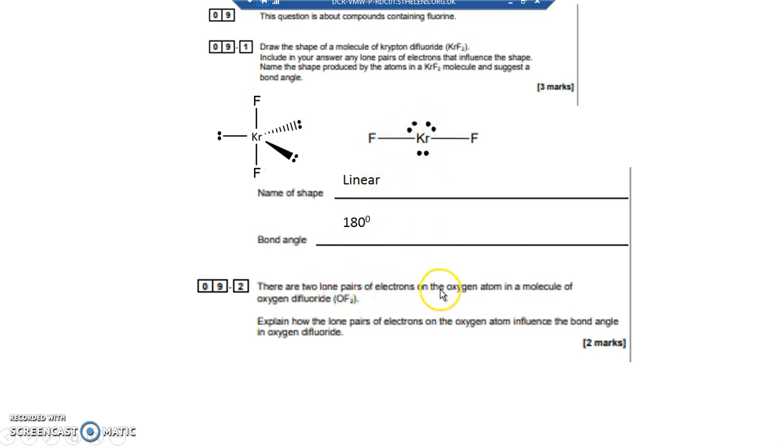There are 2 lone pairs of electrons on the oxygen atom of a molecule of oxygen difluoride. Now oxygen's in group 6, so 6 electrons in its outer shell, bonding 2 Fs, so there are 2 bonding pairs and 4 electrons left over. So I've got 2 lone pairs and 2 bonding pairs. They'll go in a sort of tetrahedral shape, but when you consider the actual 2 bonding pairs, they're in a V shape and they're pushed closer together.